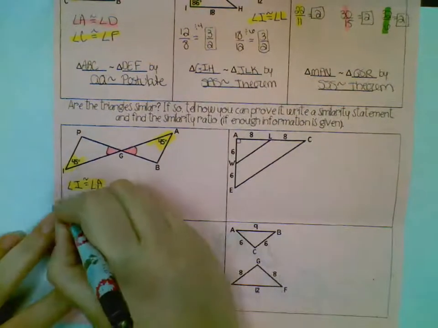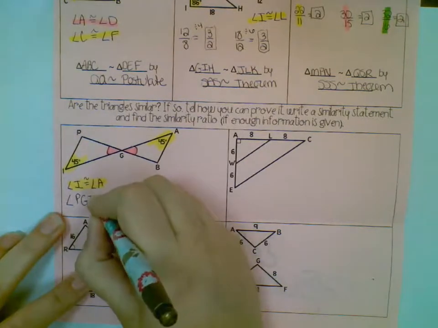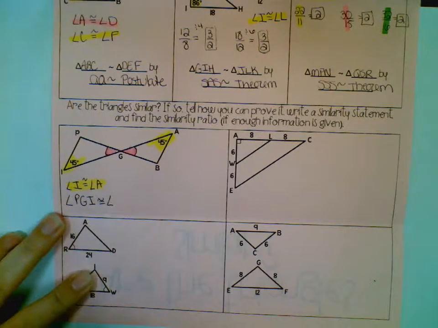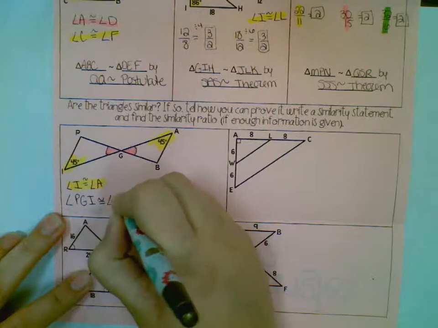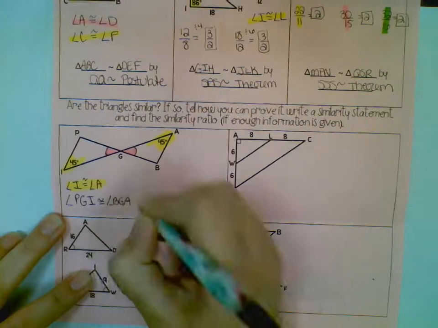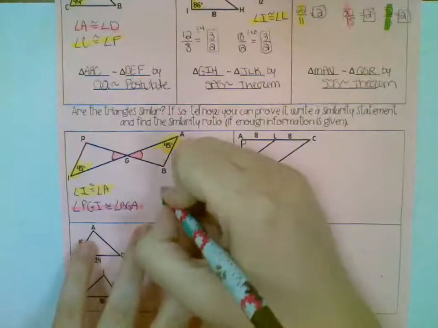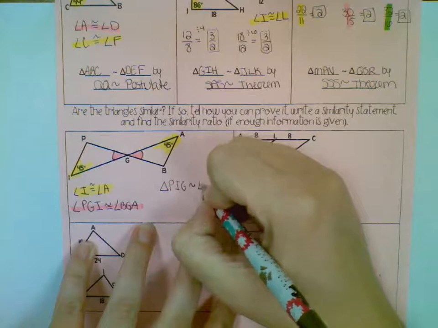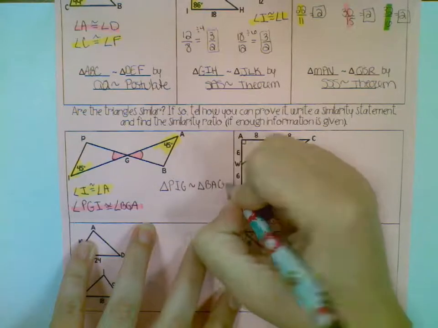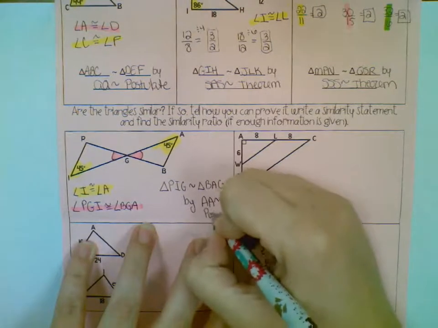So are the triangles similar? Yes, they are. I'm just going to write our angle that we know. So angle PGI is congruent. Angles are congruent, not similar. Congruent to angle BGA. So since we know that the triangles are similar, we can write our similarity statement. So triangle PIG is similar to triangle BAG by the angle-angle similarity postulate.